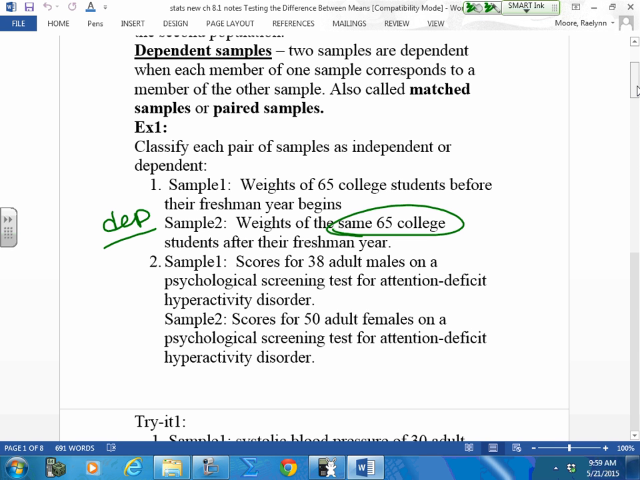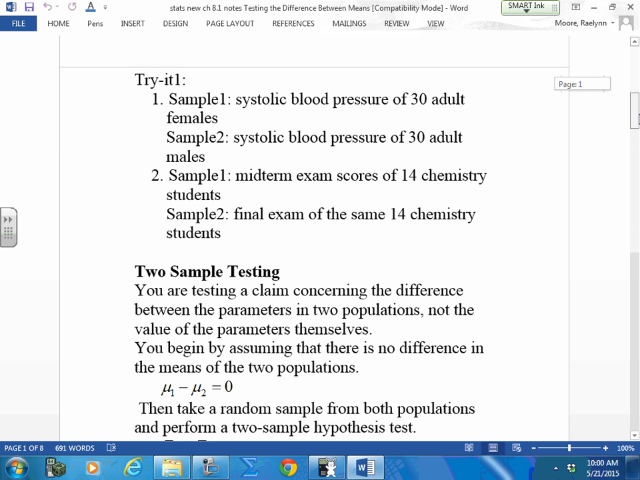They're dependent. Versus, I have scores for 38 adult males on a psychological screening test for attention deficit hyperactivity disorder. Sample 2. I have scores for 50 adult females on the same psychological screening test for attention deficit hyperactivity disorder. Independent. They're independent because I took two different groups. Two different groups. And that's all there is to this so far. Independent versus dependent. Okay? Try it yourself.